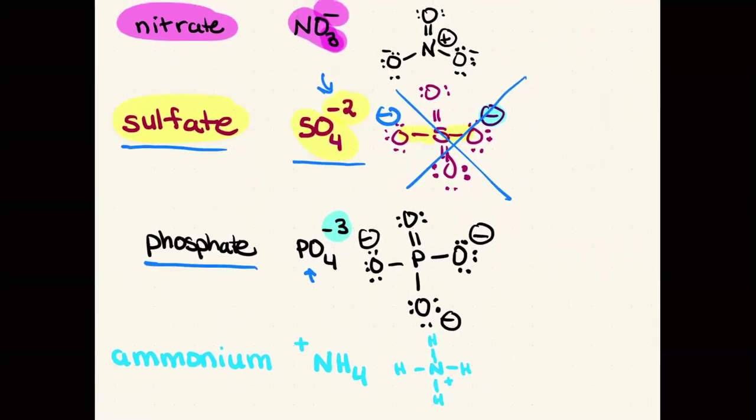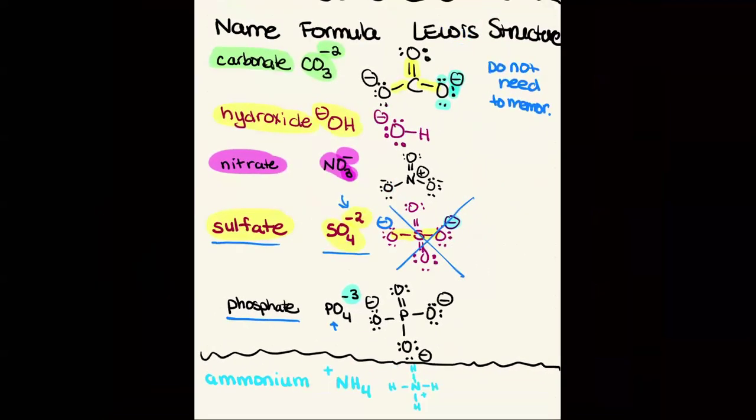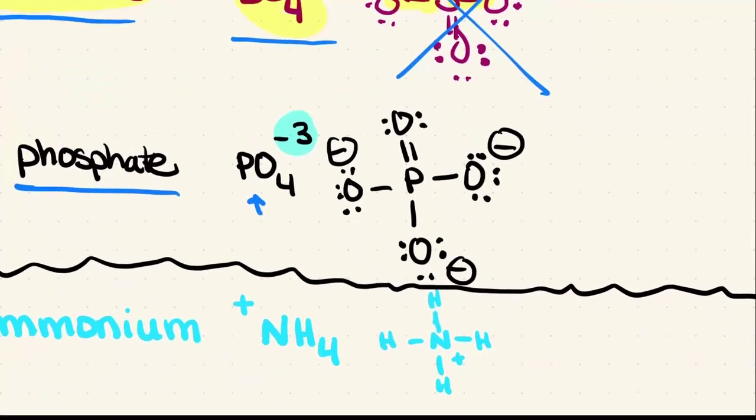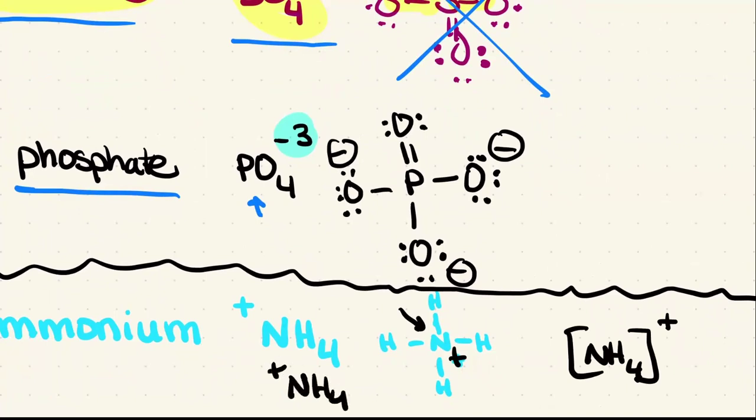And the last one, notice it's in a different color than the rest of them. What do you notice about ammonium? How is ammonium different than the rest? Well, it has a plus charge. So ammonium is nitrogen with 4 hydrogens attached, and the plus charge is on that nitrogen. You might see it written like this, NH4 bracketed with a plus charge. You could see it drawn like this with a plus charge on the nitrogen, or you could have the plus charge right next to the nitrogen. You're not responsible for this. You are responsible for these.